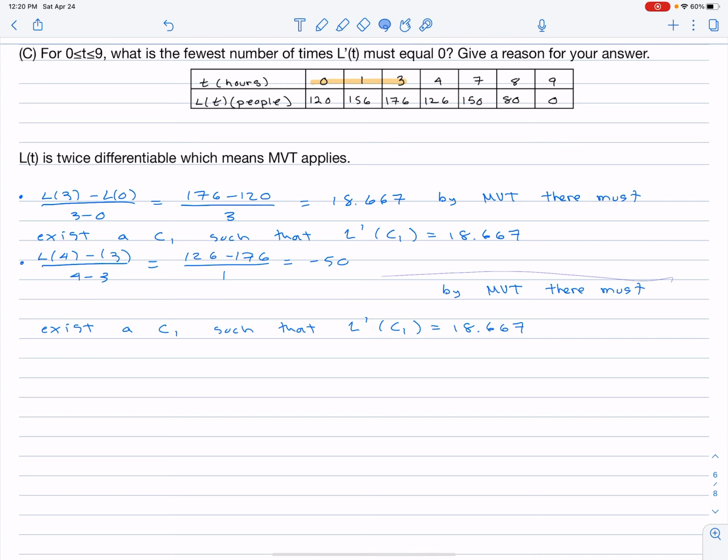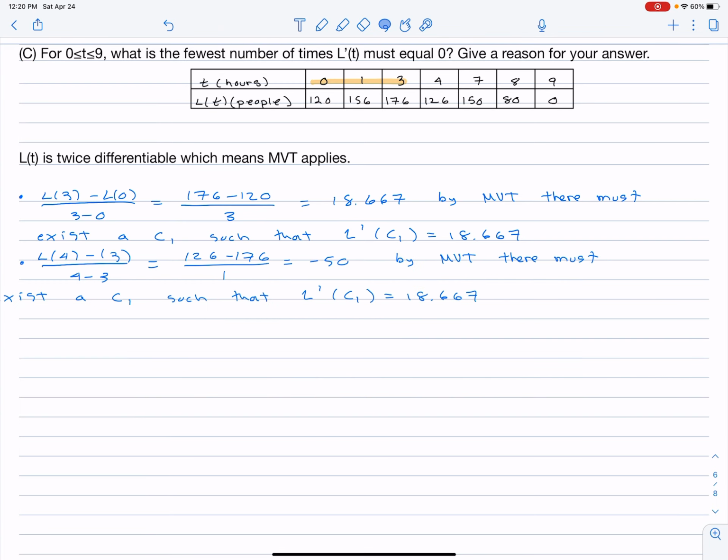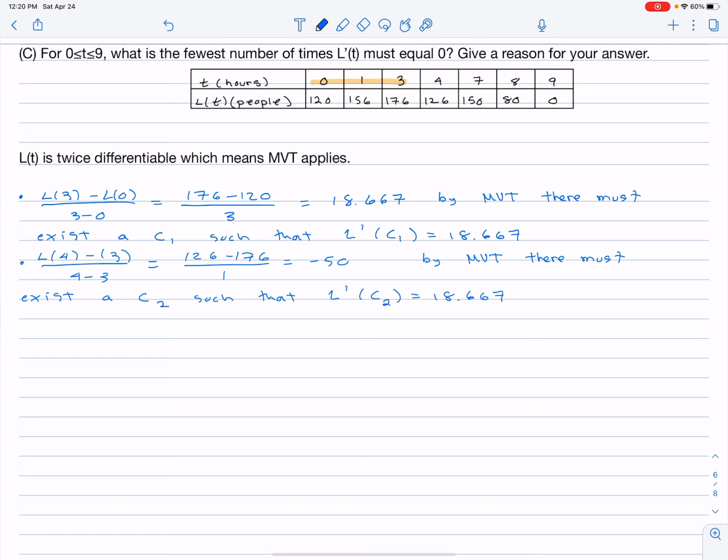Let's see what we got here. That's pretty bad. Okay, so by MVT, there must be a point C2 such that L prime of C2 equals negative 50. So this is a big deal, right? I've already shown that there's one interval on 0 to 4. Now I have to still state it, but we can kind of see what's going on here.